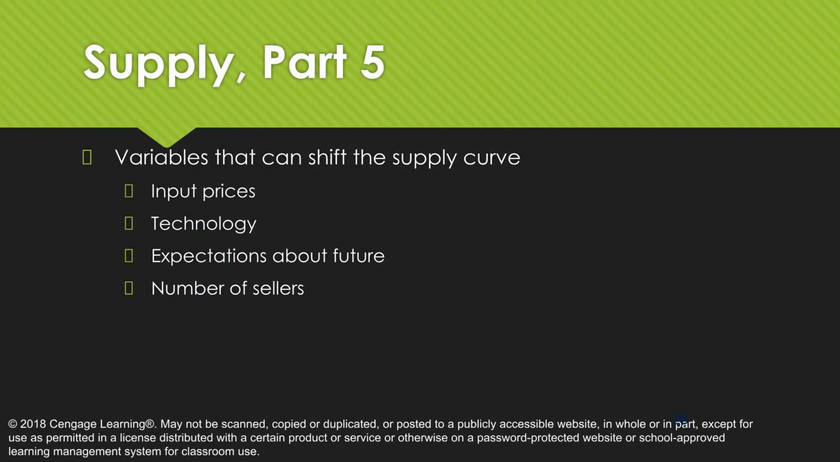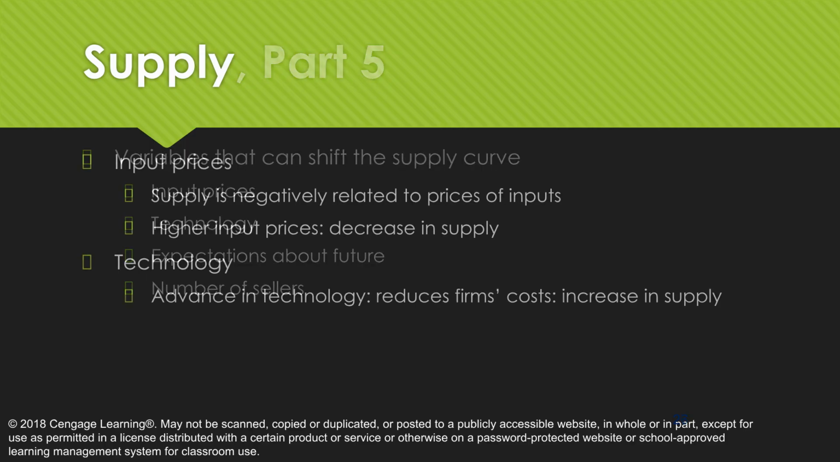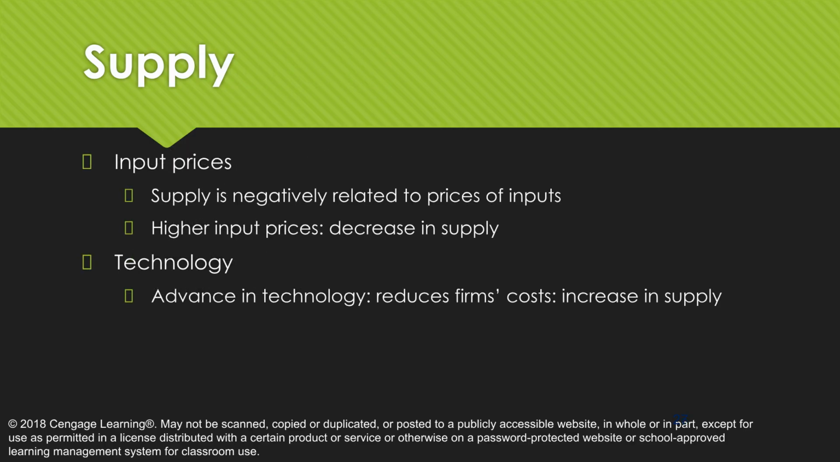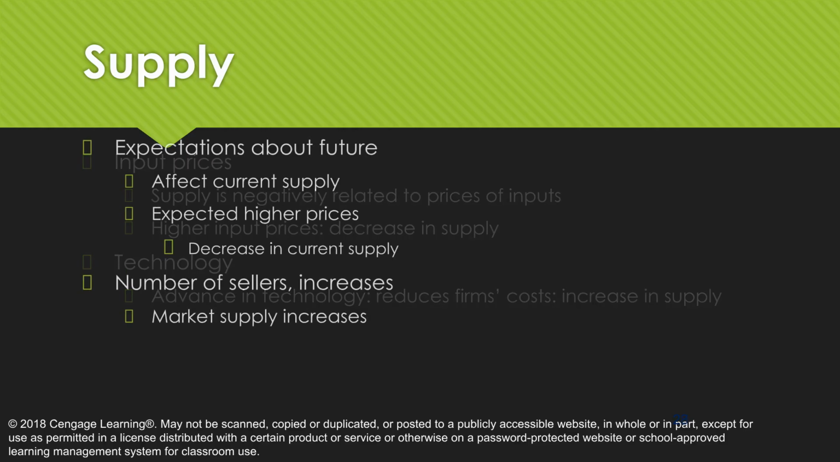There are 4 primary variables that can shift the supply curve: changes in input prices, advances in technology, expectations about the future, and the total number of sellers in the market. Input prices and technology are critical factors. An increase in the price of inputs raises costs and decreases supply. Conversely, technological advancements typically lower production costs, allowing for an increase in supply.